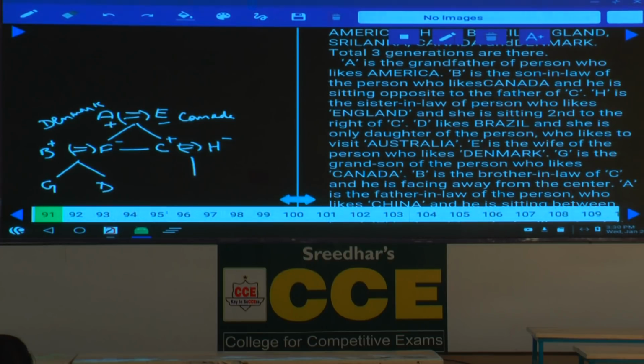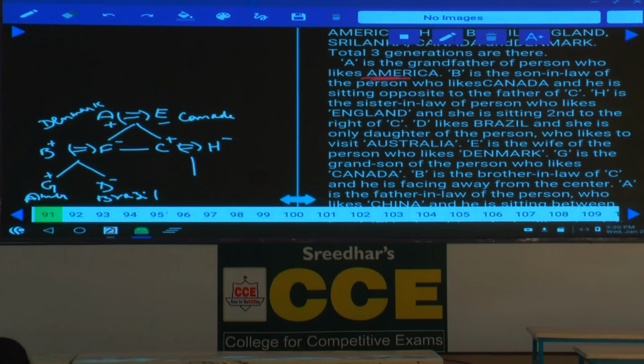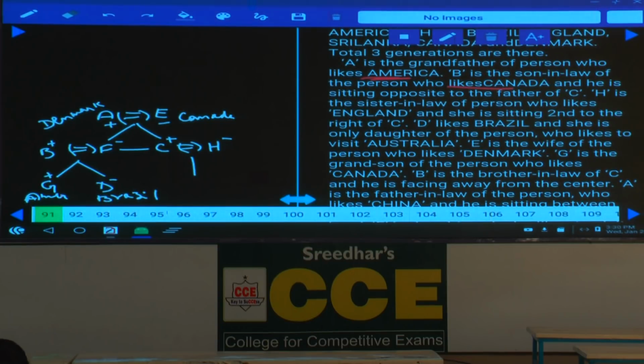A is the grandfather of the person who likes America. D is what? D is a female, and this person likes Brazil, isn't it? Hence G is what? G is a male, and this person likes America. And now, sir, A is the grandfather of the person who likes America. B is the son-in-law of the person who likes Canada.